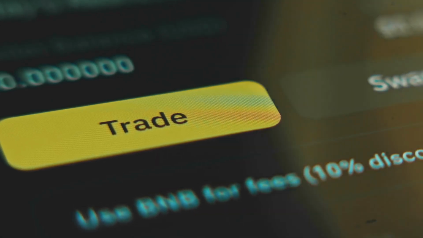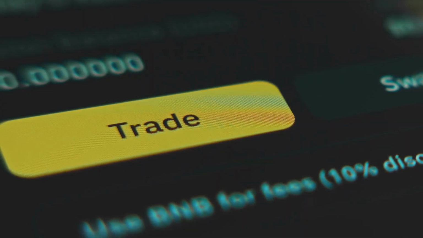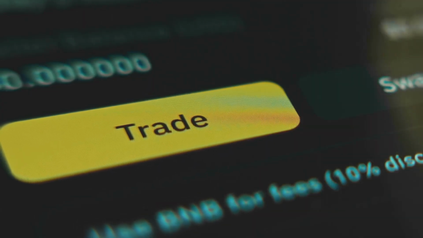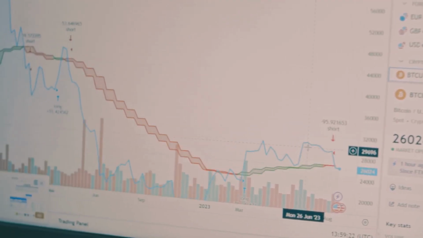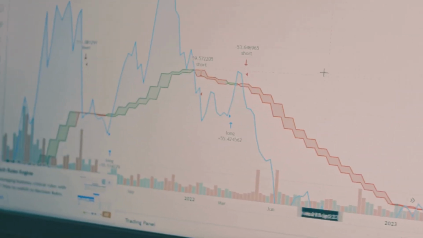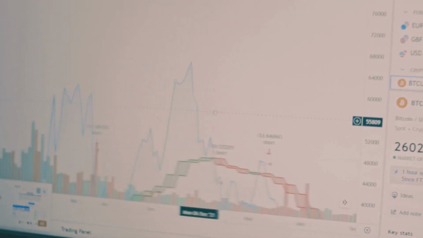Let's talk about one of the most powerful, yet often overlooked, tools in crypto trading. It's a resource that's available to everyone, yet few truly understand how to harness its potential. We're going to delve into a tool that can give you a significant advantage in the market, offering insights that go beyond simple price charts and indicators.